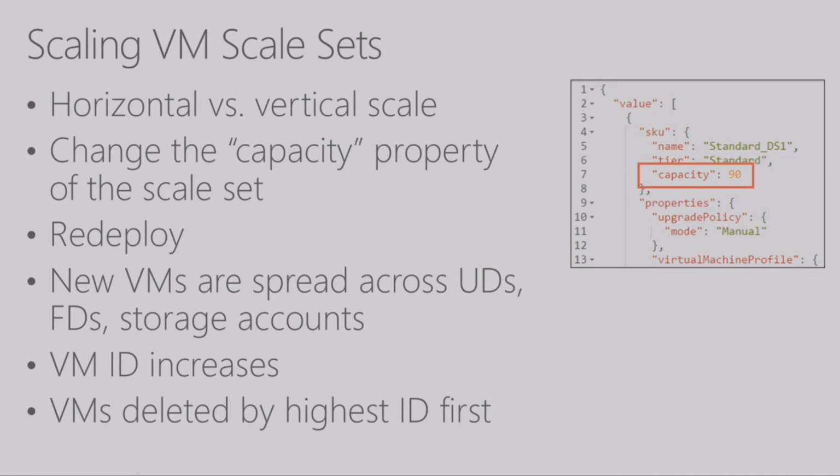So you change the number, and then you redeploy. The VM ID always increases. So you're never faced with the same VM having the same ID. It will always go up. Eventually, after millions, it will get reused for VM IDs which aren't being used. So it always deletes by the highest ID first.